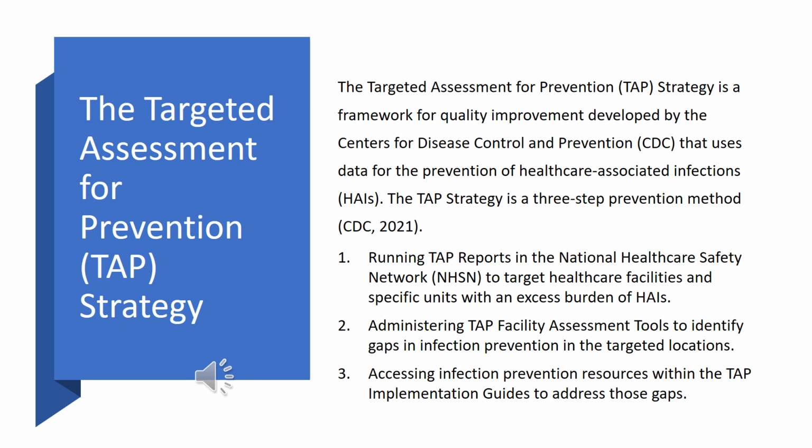Running TAP reports in the National Healthcare Safety Network to target healthcare facilities and specific units with an excess burden of healthcare-associated infections is the very first step. The second step is administering TAP facility assessment tools to identify gaps in infection prevention in the targeted locations. The final step is accessing infection prevention resources within the TAP implementation guides to address those gaps.